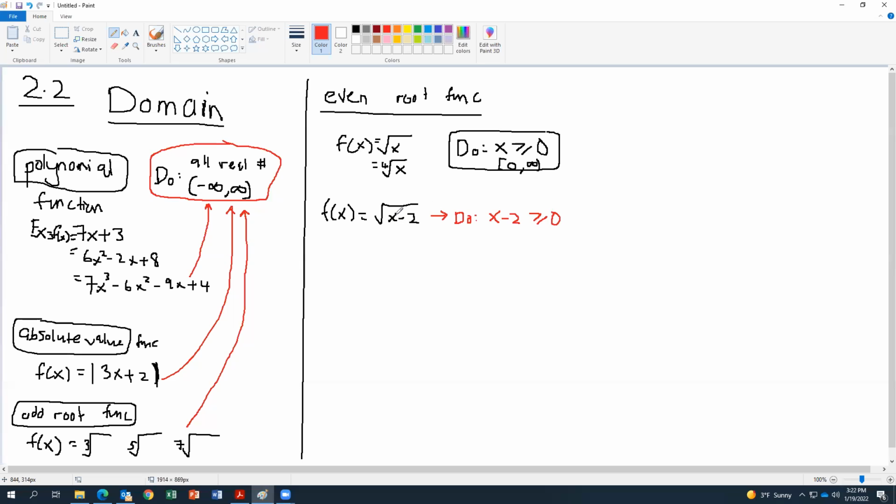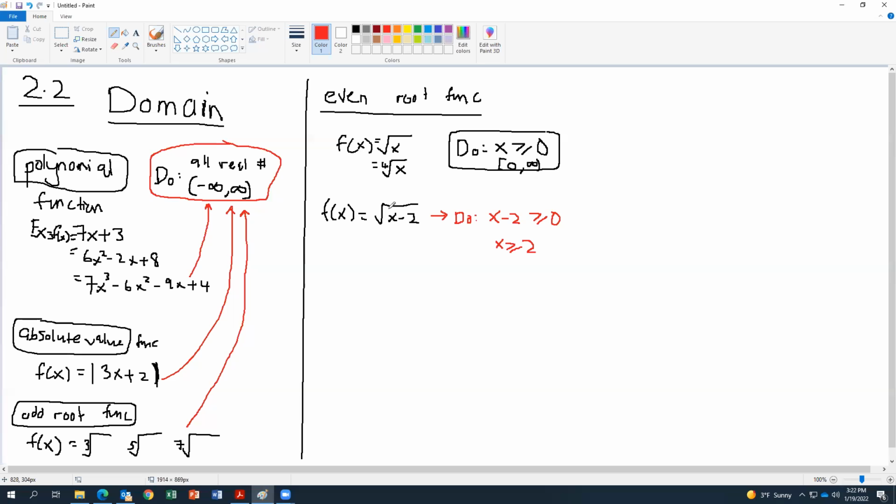So that's why we put everything here has to be greater than or equal to 0, and then you solve for x. So I add 2 to the other side. So in this case, x has to be greater than or equal to 2. That means what is the domain in this case? It means that any number that is 2 and above will work for this case.